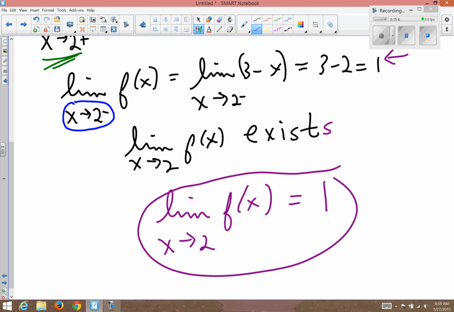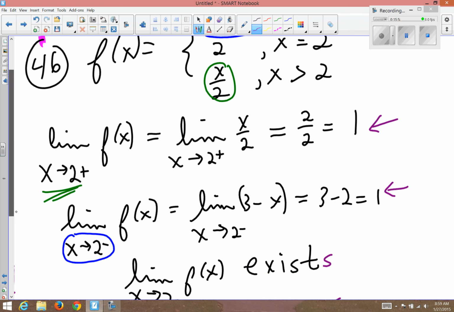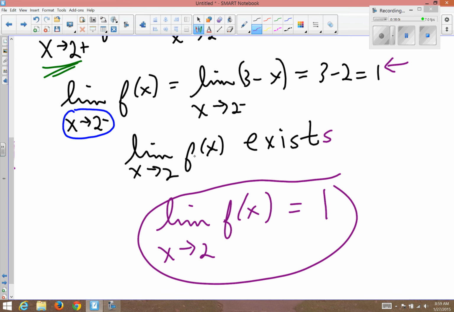I'll just reiterate that if these had come out different, which they could have because we plugged 2 into 2 different things, if they had come out different, we would have said the limit of f of x as x approaches 2 does not exist.